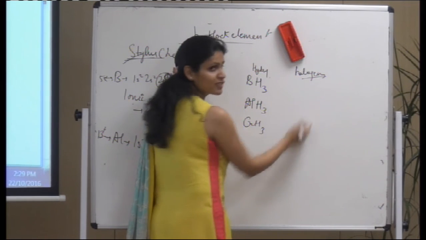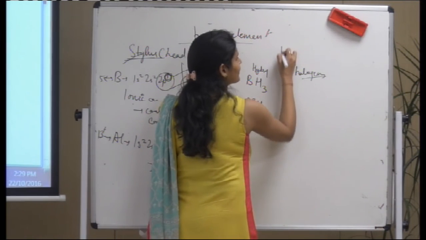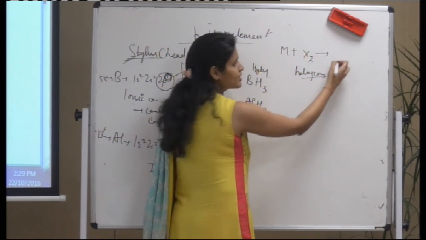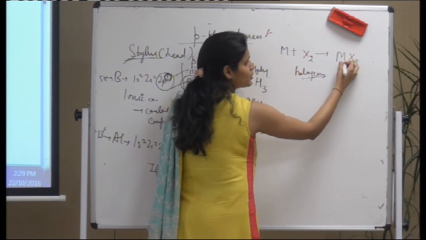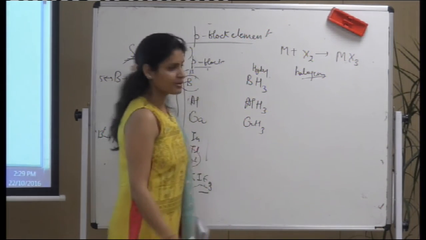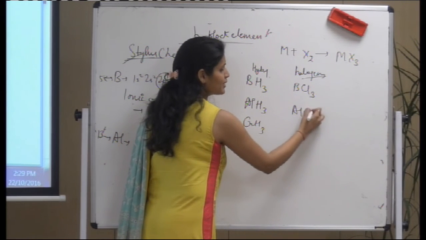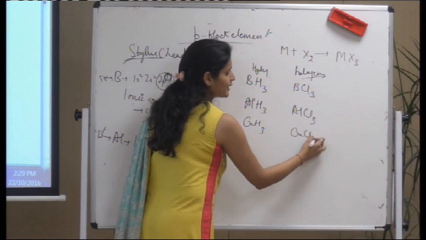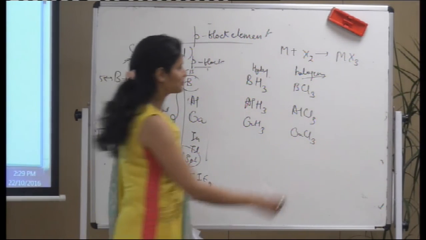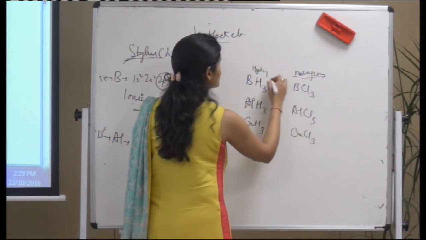Now we have the reaction with halogen. This metal can react with halogen, right? Halogen is represented by X. So this would be MX3, M2X3 or MX3, right? So BCl3, this would be AlCl3 and this would be gallium chloride, right? What is the difference between hydrides and halogens?